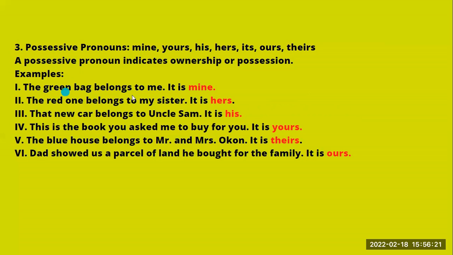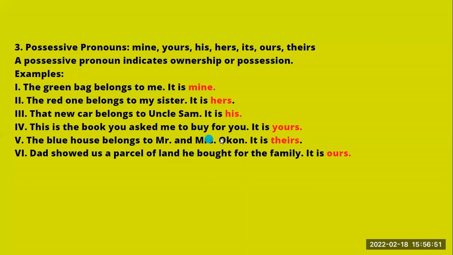The green bag belongs to me. It is mine. So what belongs to me is mine. That's the possessive pronoun, mine. The red one belongs to my sister. It is hers. What belongs to my sister is hers. That new car belongs to Uncle Sam. It is his. What belongs to Uncle Sam is his.